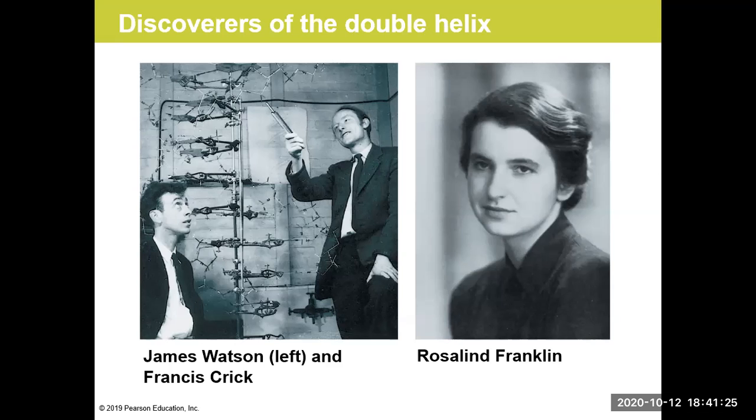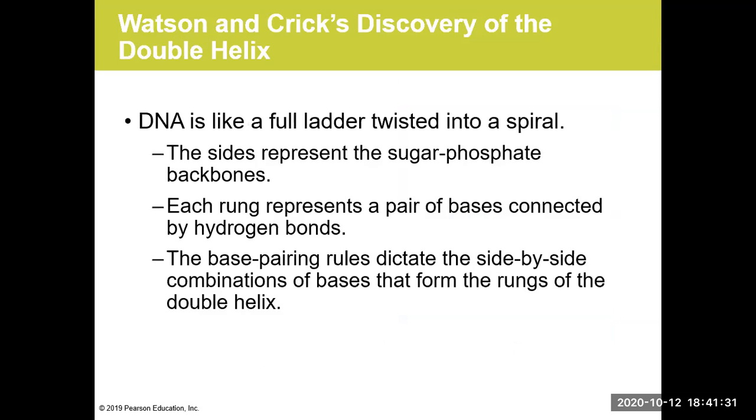These are the discoverers of the double helix. On the left side, you see Watson and Crick, and on the right side is Rosalind Franklin. The DNA structure is like a spiral staircase. The sides or railings represent the sugar-phosphate backbones, while each rung or step represents a pair of nitrogenous bases connected by hydrogen bonds. There's a particular base pairing rule that dictates the side-by-side combinations of bases that form the rungs. A always pairs with T and C always pairs with G.